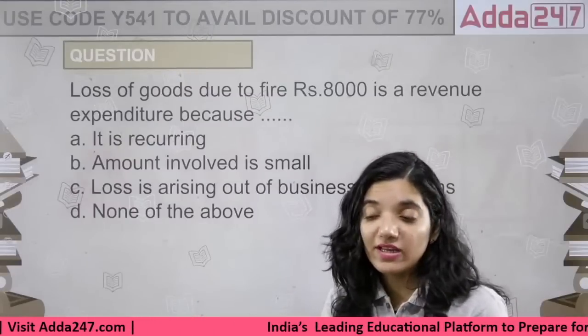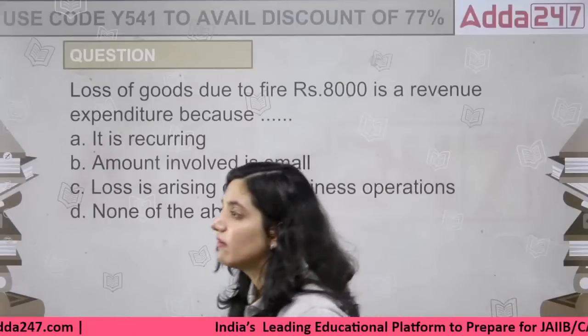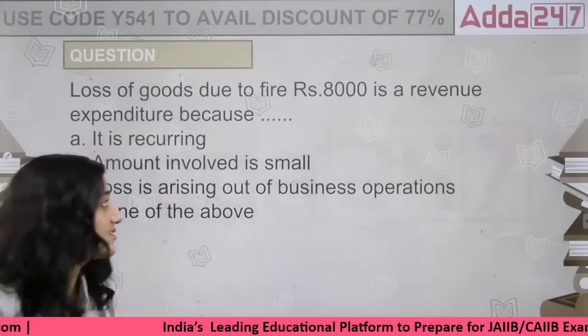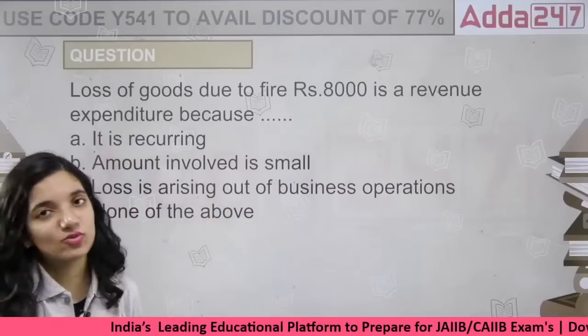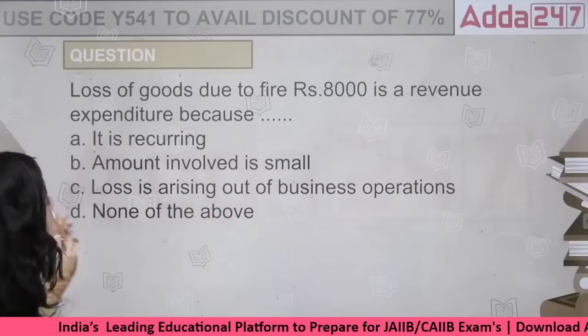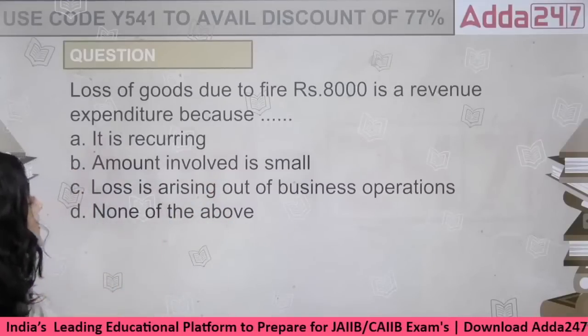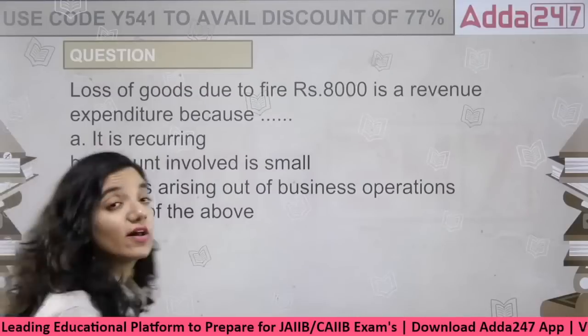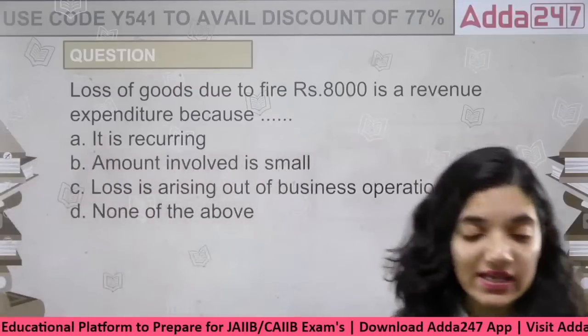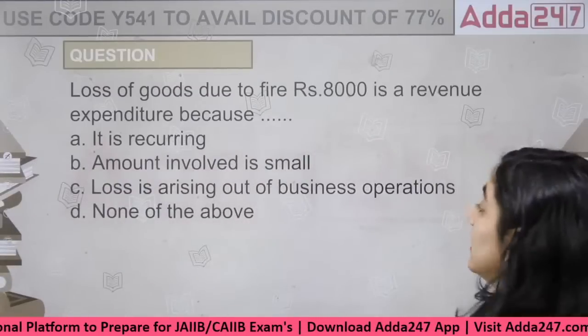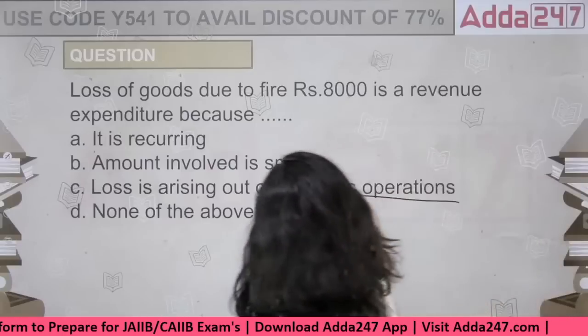But currently what are we dealing with? We are having a revenue expenditure because of what reason? Because it's recurring. Losses don't happen every day. Then in terms of amount involved is small, the losses arising out of the business operations, or none of the above. The exact reason why this is happening is because of the business operations.